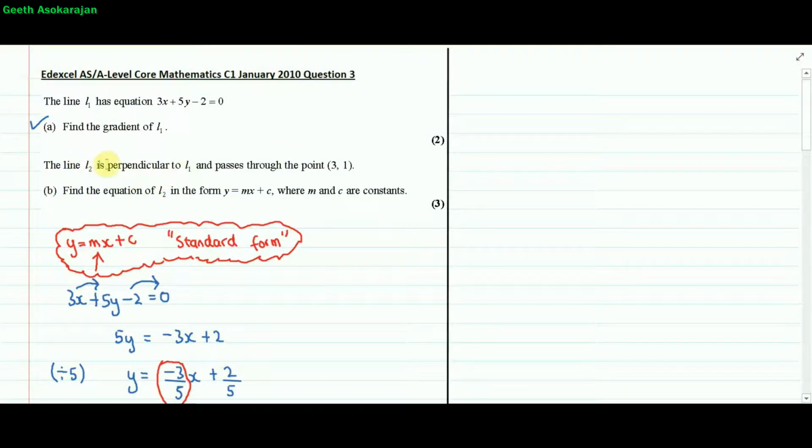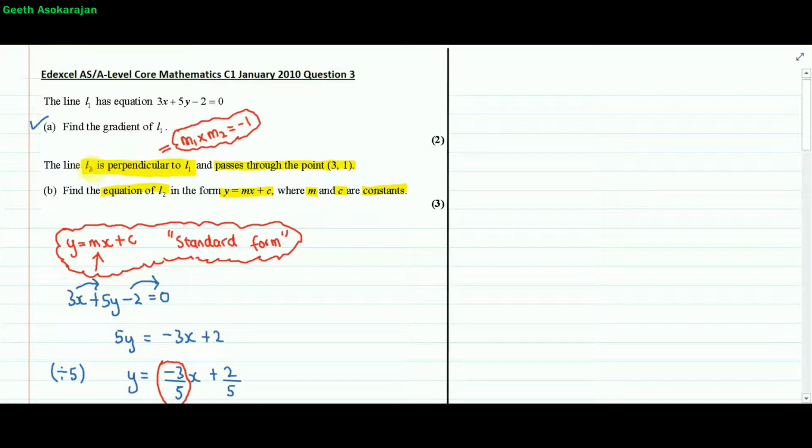Right, the line L2 is perpendicular to L1 and passes through the point (3, 1). That's another important thing to know for part B, because in part B we need to find the equation of L2 in the form y = mx + c, where m and c are constants. So remember the condition: when two lines are perpendicular, the product of their gradients equals -1.